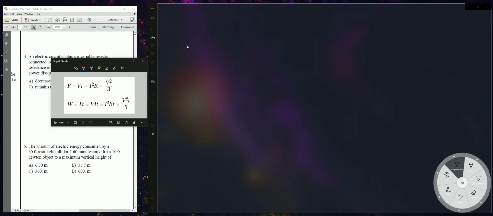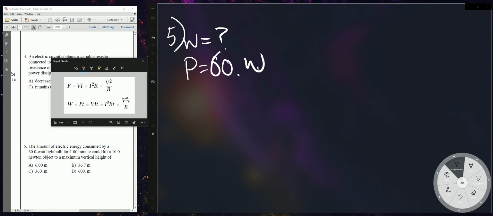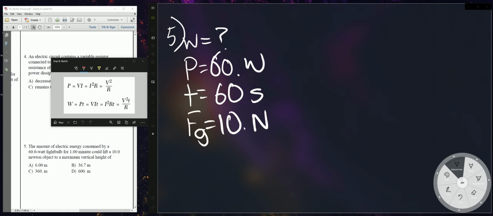Number 5. Amount of electrical energy consumed. So now they actually want the amount of electrical energy, so they want your work, consumed by a 60-watt light bulb. 60 watts for 1 minute. So 1 minute is 60 seconds. For 1 minute, it could lift a 10 newton object. So your weight, your force through gravity, is 10 newtons, to a maximum vertical height of what?